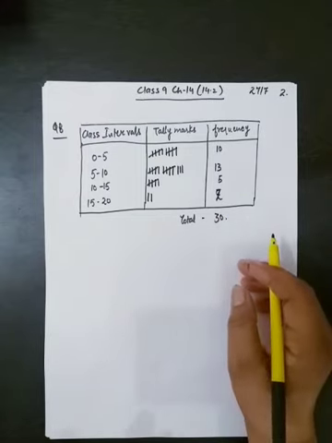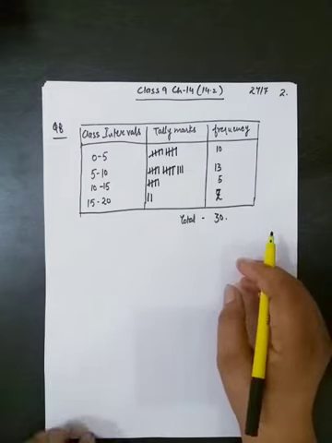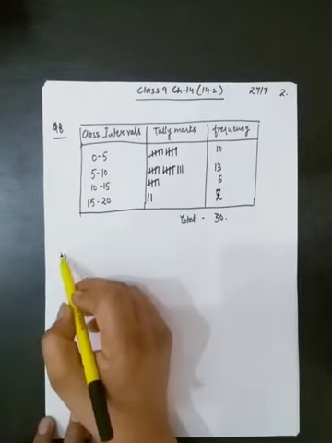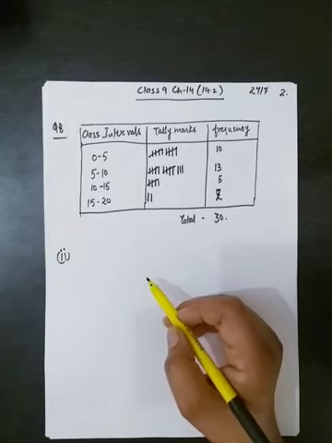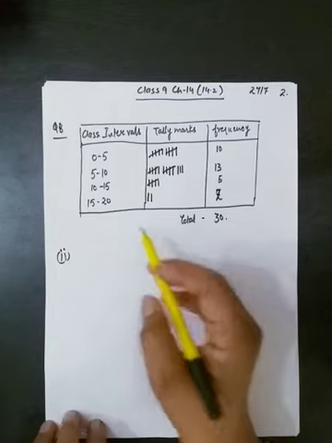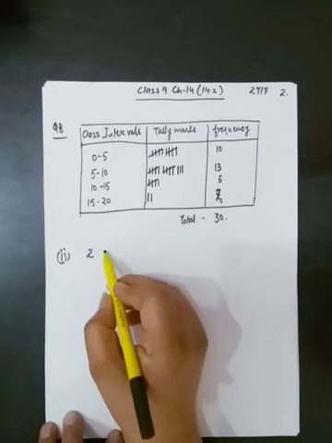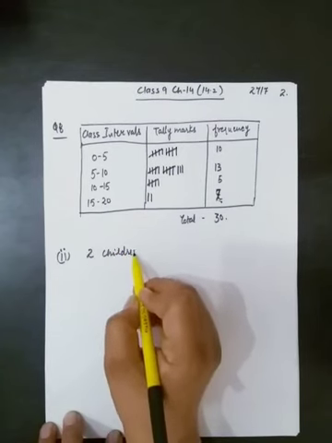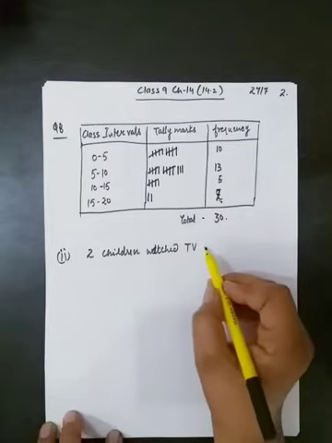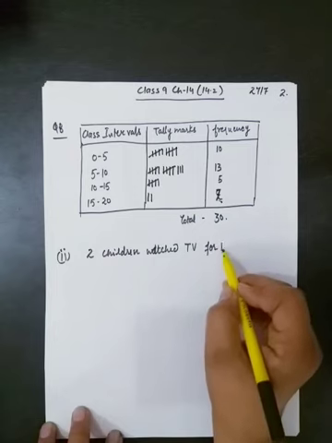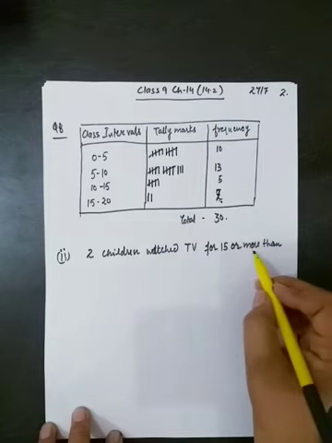Now we have to answer the question attached here. How many children watched television for 15 or more hours in a week? Meaning how many students watched TV for 15 or more hours? So that is the frequency of the last interval. It means 2 children watched TV for 15 or more hours.